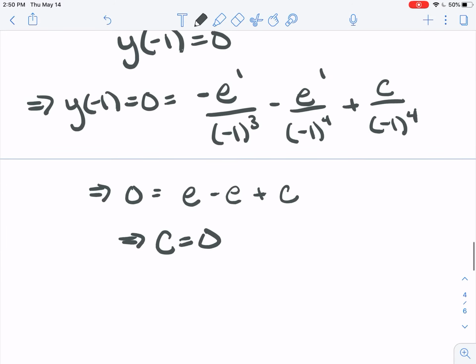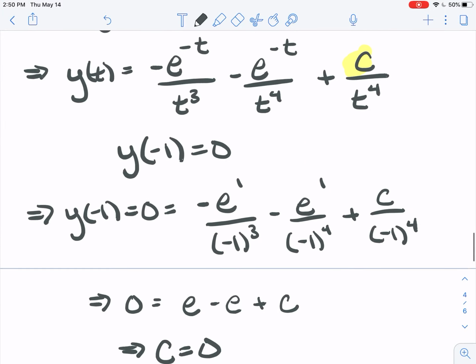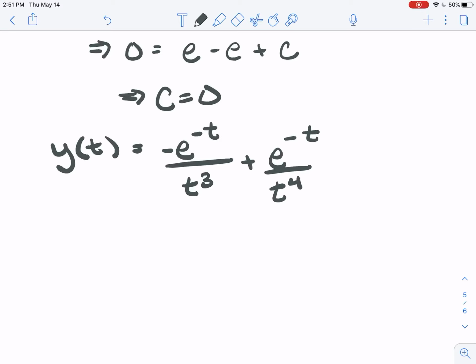So c is 0, and our overall solution to the initial value problem is y of t equals negative e to the negative t over t cubed plus e to the negative t over t to the 4th. So there we have it. That's our solution, and that's another example of the method of integrating factors.